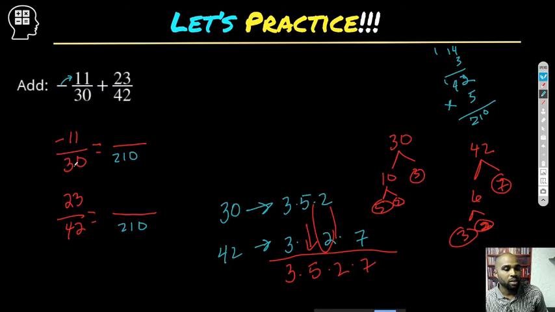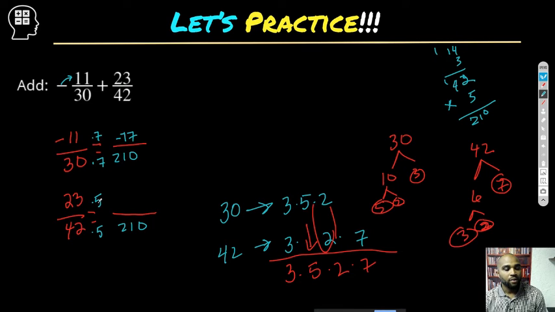And we want to know how many times 30 goes into 210. 30 times, looks like 7, times 7, they give me a negative 77. And how many 42s are in 210? Well, that looks kind of tough, but then I think about it. 42 times 10 is 420. Half of 420 is 210. So I know this is going to be times 5.